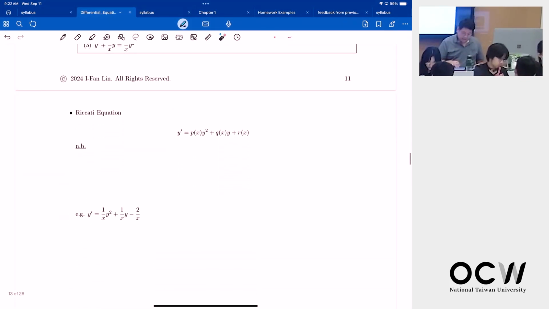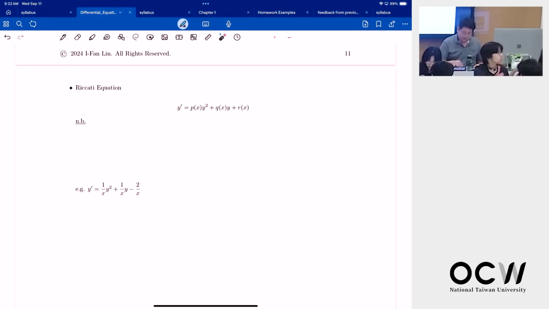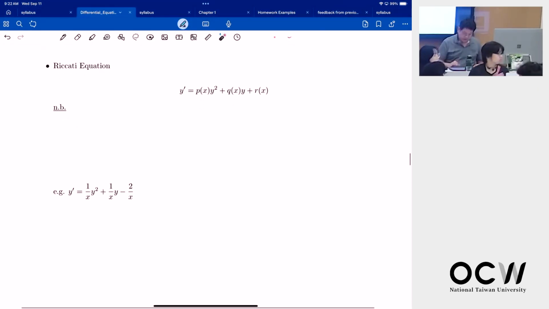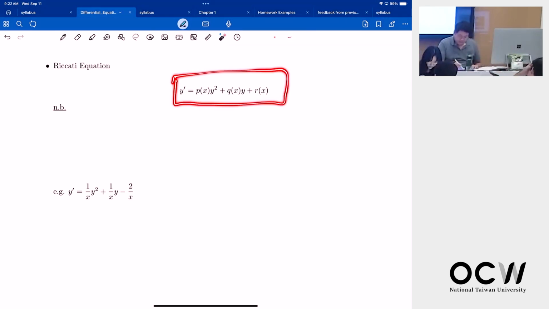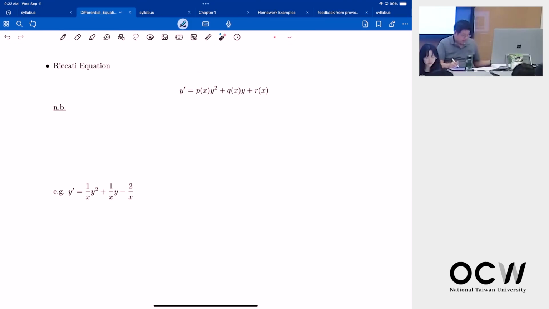The next equation is called the Riccati equation. For this Riccati equation, we have this format: y prime equals p, a function of x, times y squared, plus q, a function of x, times y, and also r of x. In that case, this is called the Riccati equation.